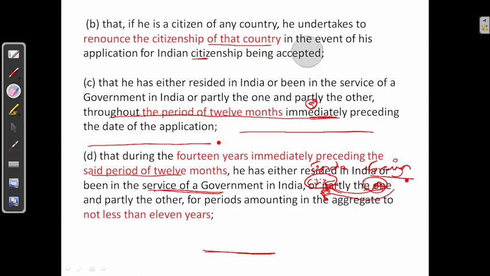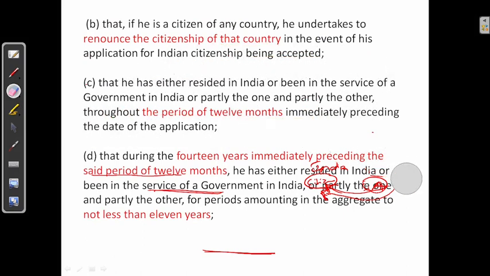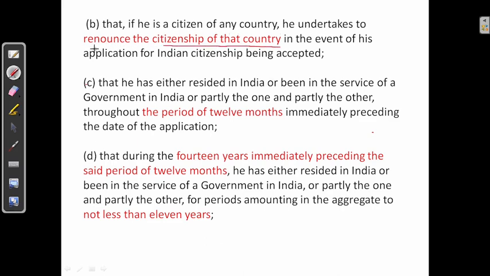Next, if he is a citizen of any country, he undertakes to renounce the citizenship of that country in the event of his application for Indian citizenship being accepted. Okay, if any person renounces citizenship of that country for the application of Indian citizenship, then he'll get the citizenship by naturalization.